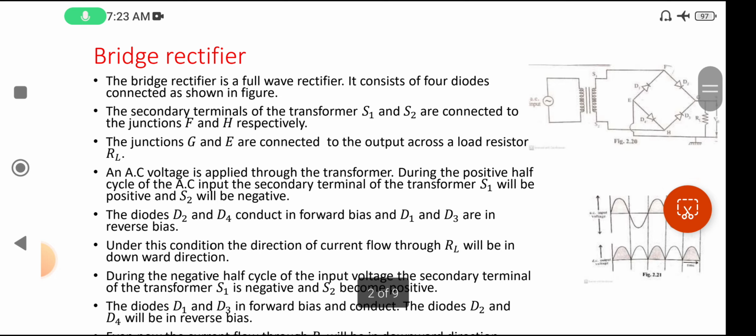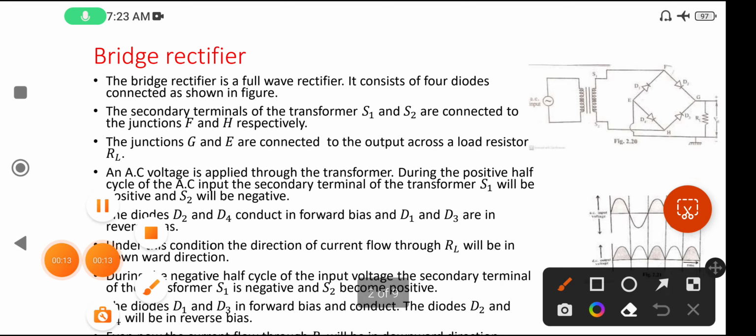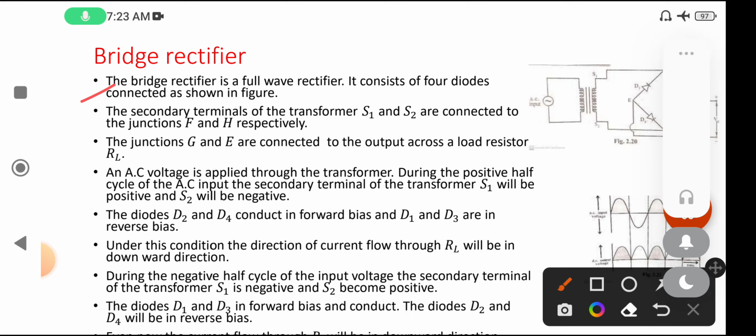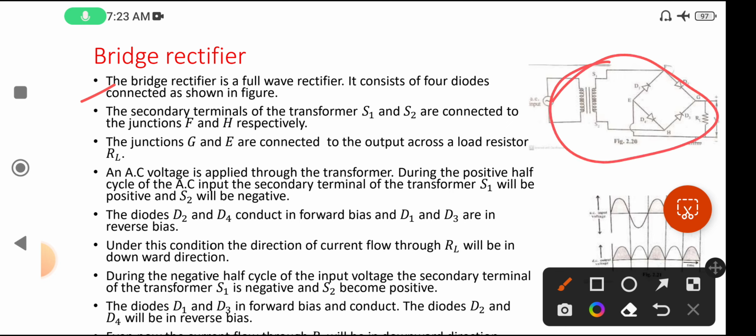Bridge rectifier. The bridge rectifier is a full wave rectifier. It consists of 4 diodes connected as shown in figure. So it is like a full wave rectifier. Whatever things are present in the full wave, the same things will be present here, but the difference is in the diagram only, construction only. Their mathematical part is the same as that of the full wave rectifier.